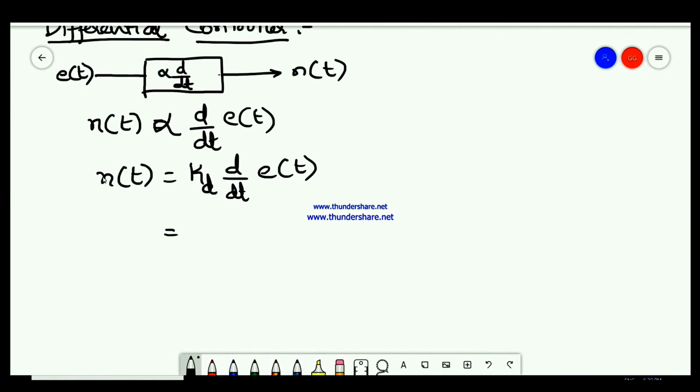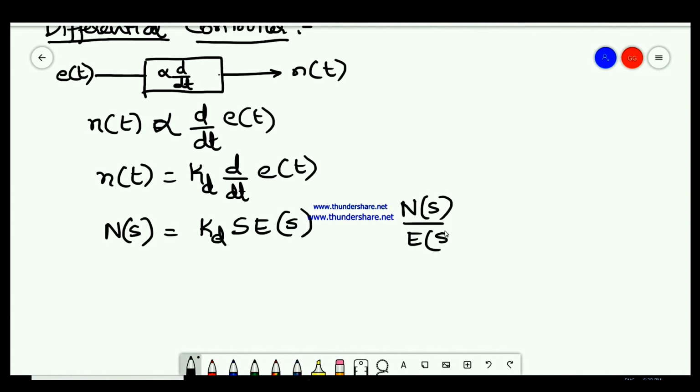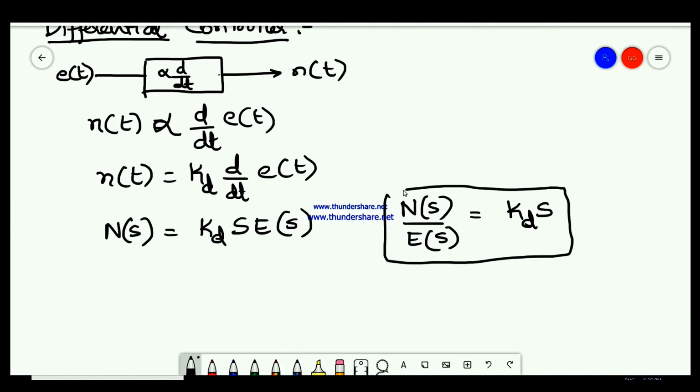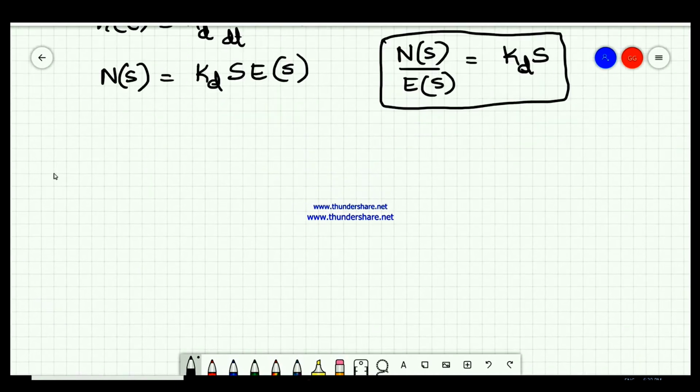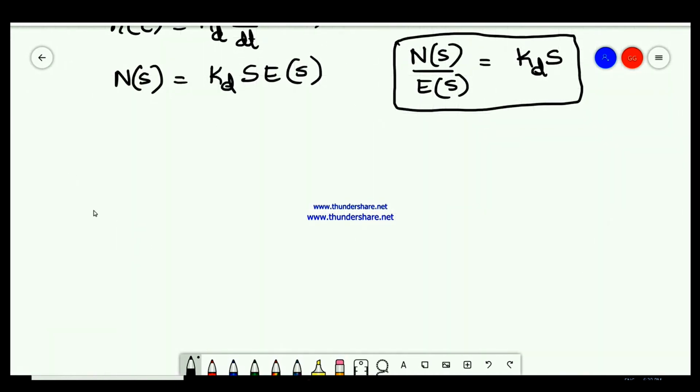Now I'll take the Laplace of this equation, where n of s equals k d into s into e of s. As it is a differentiation, you multiply s with e of s. Therefore, the transfer function n of s by e of s would be equal to k d into s. This is the gain I will use in the second order system when I add this controller. I will add this differential controller to the second order system now, and I will use this gain k d s as a block in the second order system for a controller.